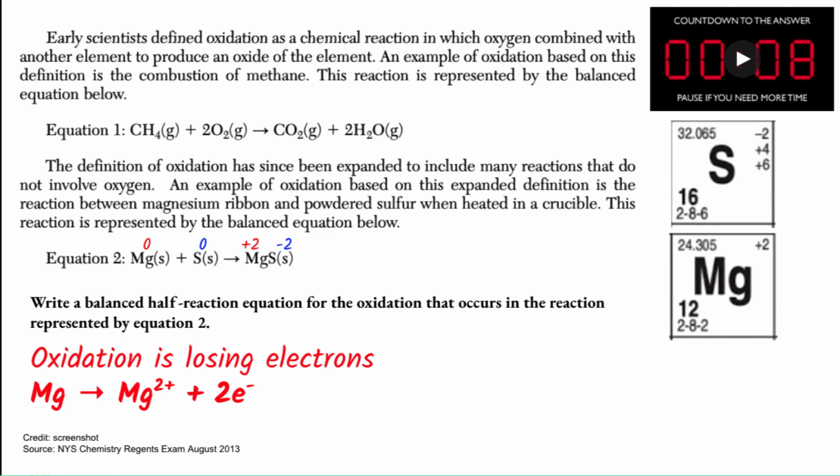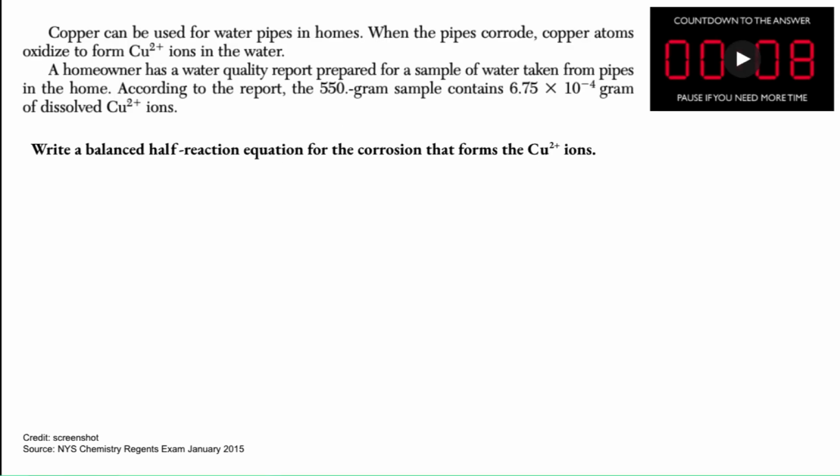Let's try another. Copper can be used for water pipes in homes. When the pipes corrode, copper atoms oxidize to form Cu2+ ions in the water. A homeowner has a water quality report prepared for a sample of water taken from pipes in the home. According to the report, the 550-gram sample contains 6.75 times 10 to the negative 4th grams of dissolved copper 2+ ions. Write a balanced half reaction equation for the corrosion that forms copper 2+ ions.